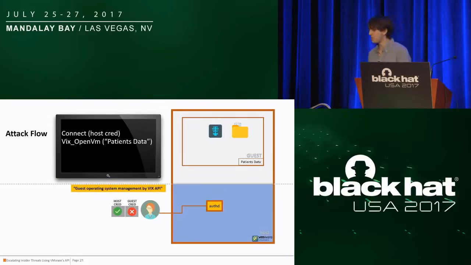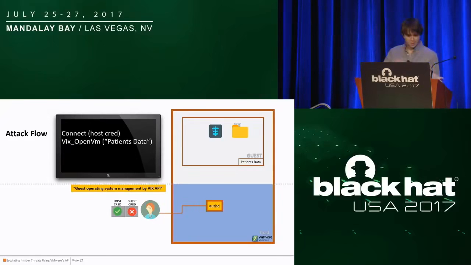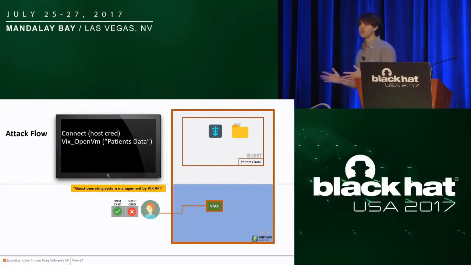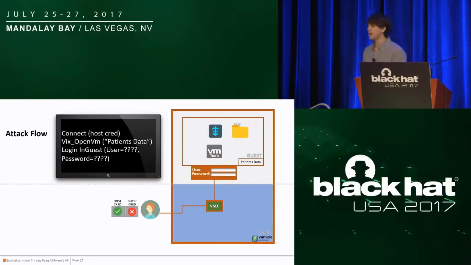The authd process will then verify Alice's user has the required privilege that goes by the catchy name guest operating system management by VIX API. Once approved, the authd will call the execve system call and turn itself into the relevant virtual machine VMX process. Now, to connect to the virtual machine itself, the VMX interacts with a VMtools process running inside the guest machine. By default, such a connection attempt will require credentials.